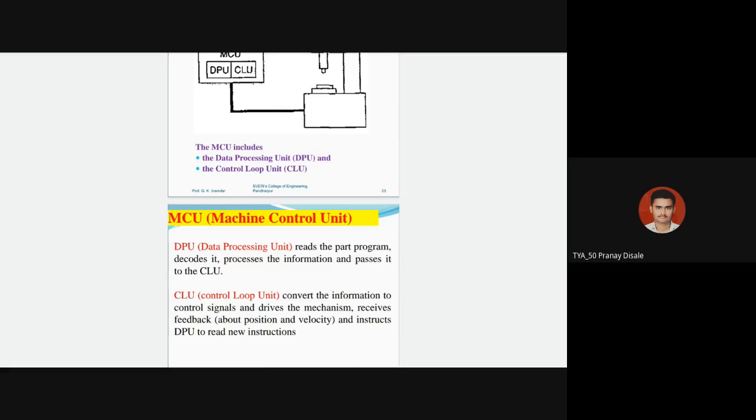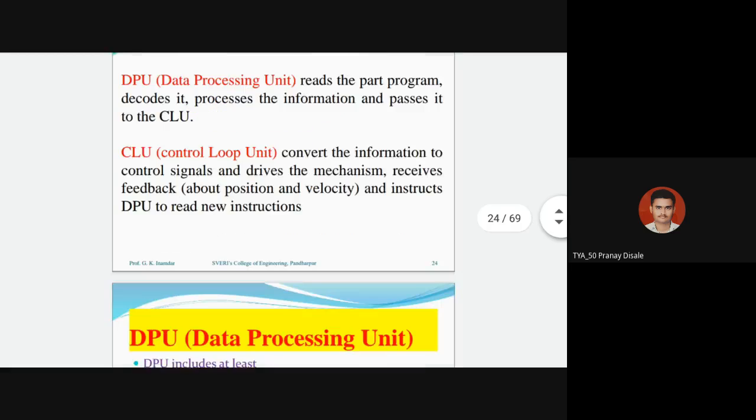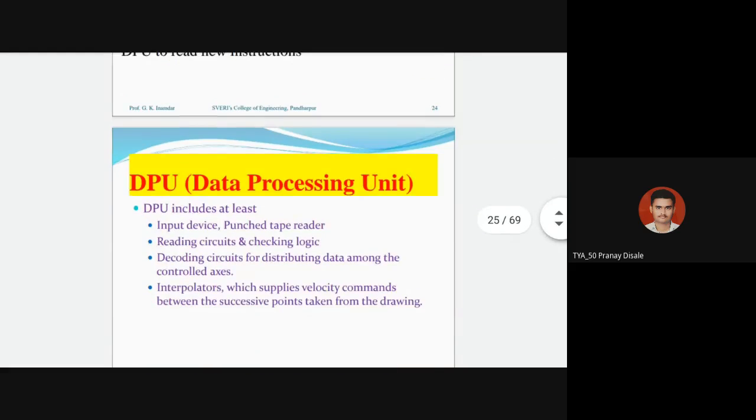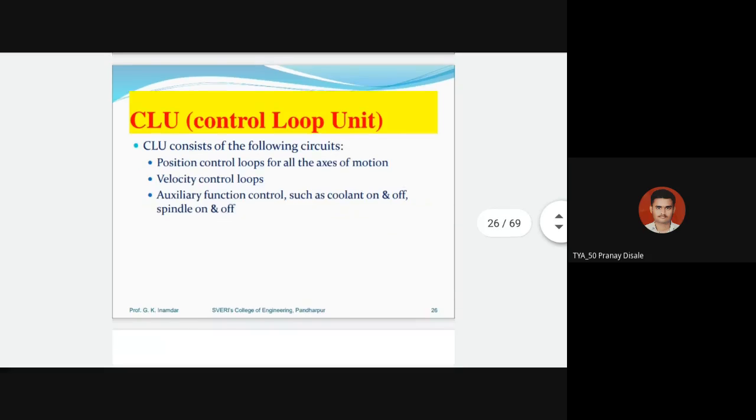After that, the control loop unit converts information into control signals, whatever the input from the controller, and transfers it to the machine. It also drives the machine, following directions or giving direction to the different mechanism receivers, and takes the feedback. This is the work of the CLU. In detail we have discussed it.